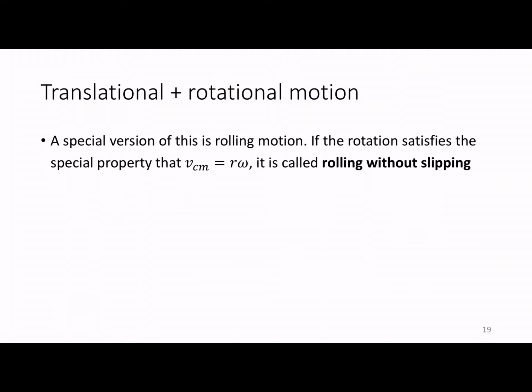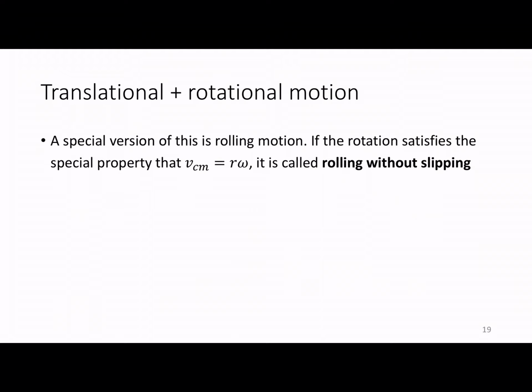However, there is a special case where this is true, and it has a special name, and it's going to be almost the entirety of tomorrow's lecture, of Thursday's lecture. So the special version where velocity is equal to r times omega, a is equal to r times alpha, etc., is called rolling without slipping. If the rotation satisfies the special property that the velocity of the center of mass is equal to r times omega, then it is called rolling without slipping.